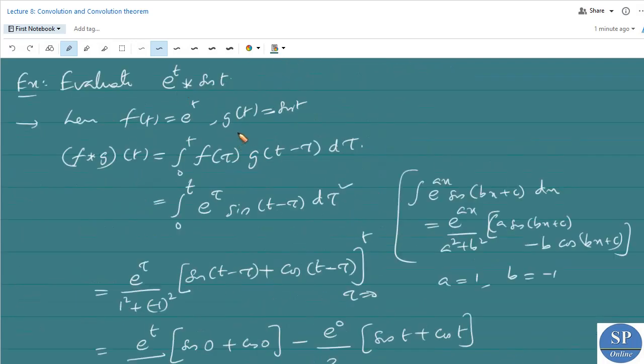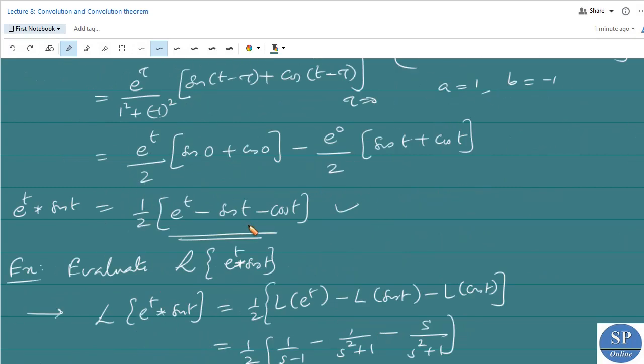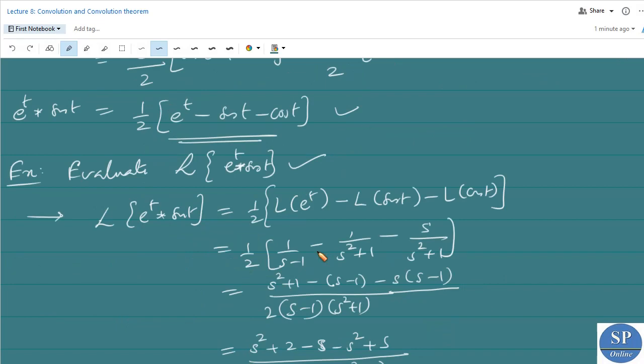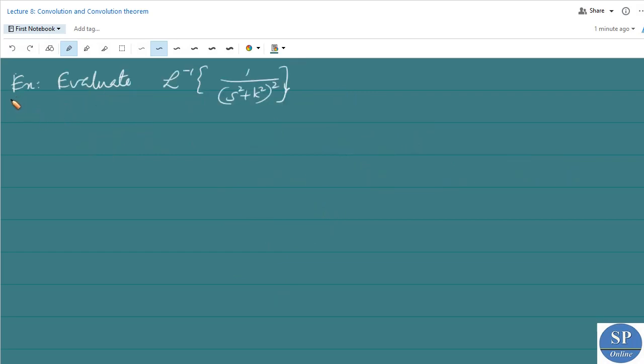But if we need to find the Laplace transform of e^t star sin t, first we need to find the convolution integral, and applying that convolution integral we have to find e^t star sin t, and then we obtain the Laplace transform. But it can be simply obtained by using the convolution theorem, because the Laplace transform of a convolution is nothing but the product of their individual Laplace transforms. Now we can discuss another example.